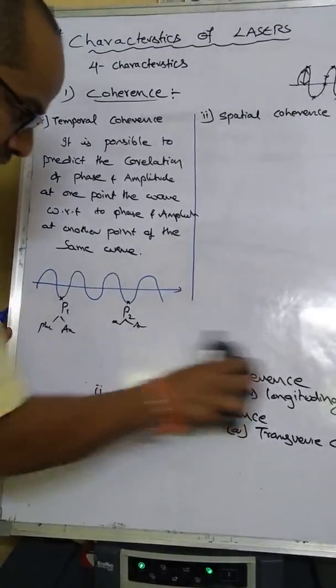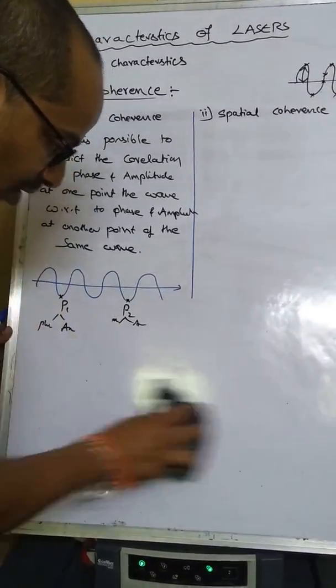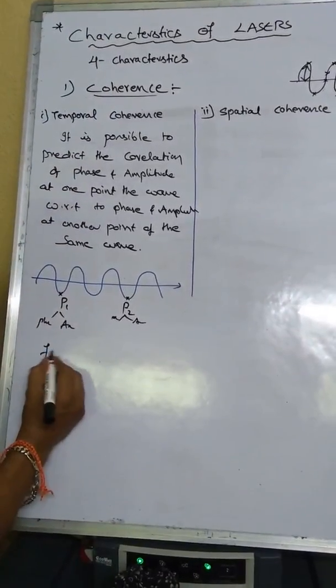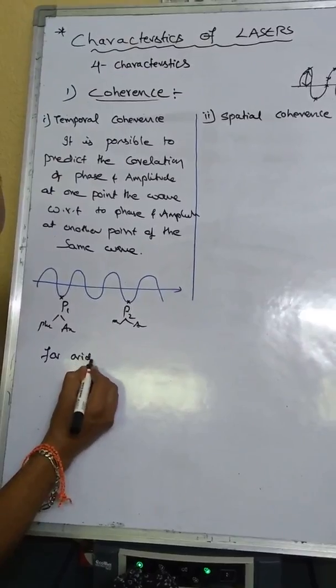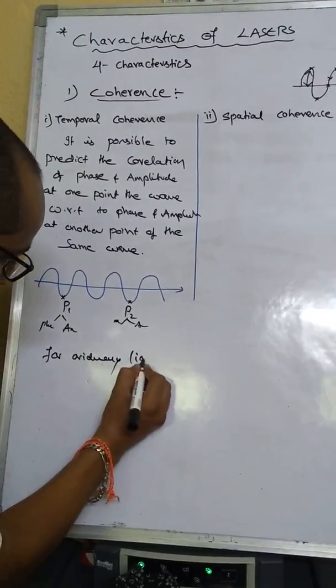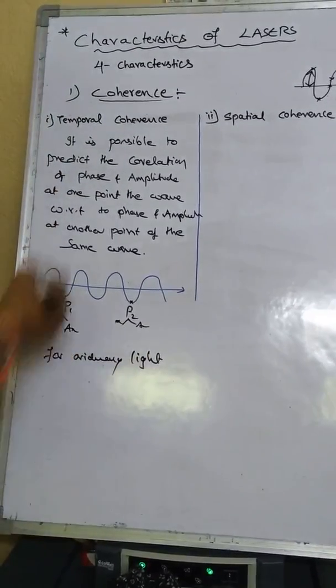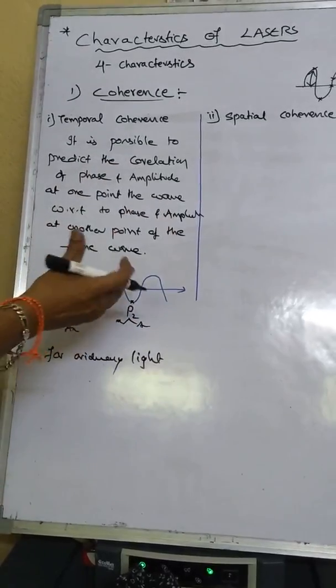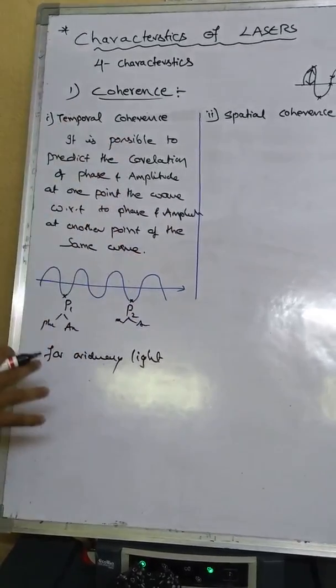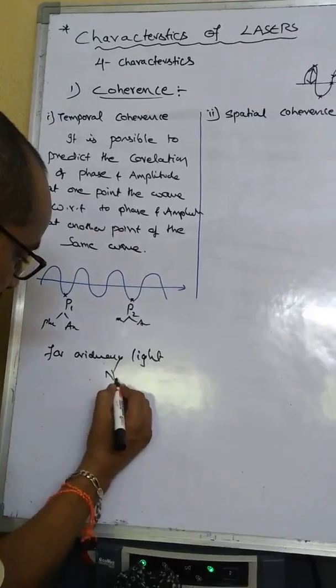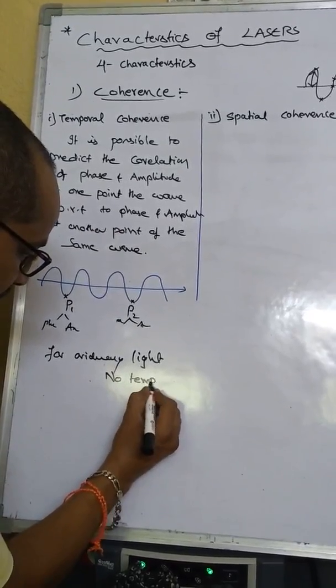And for ordinary light, it is due to spontaneous emission. This is due to spontaneous emission. There will not be any temporal coherence maintained.